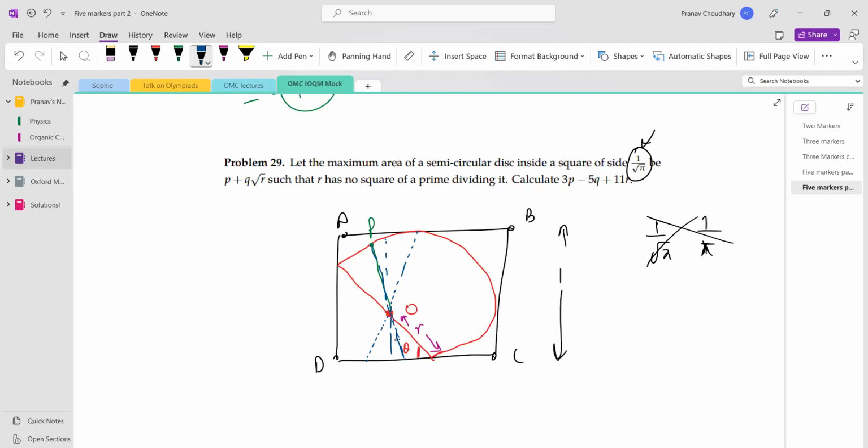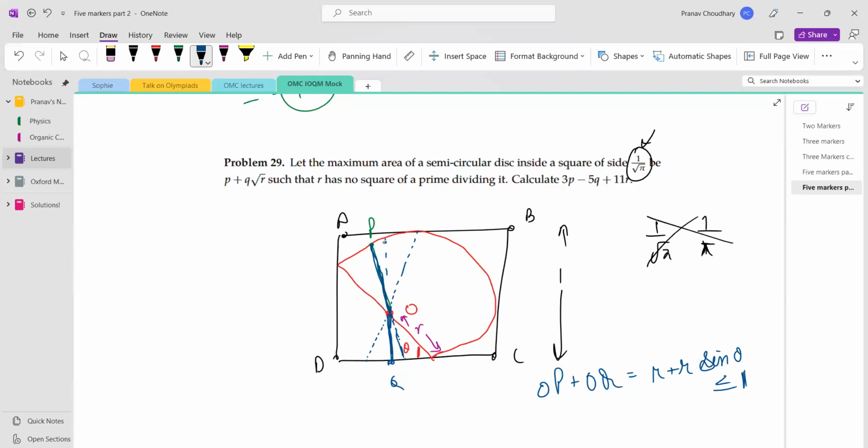Right. So what I can do is take this OP and drop a perpendicular from O onto CD and see what this length is. Let's say this point is Q. Then OP plus OQ: OP is just the radius, plus OQ is R sine theta. This should be less than or equal to 1, right?